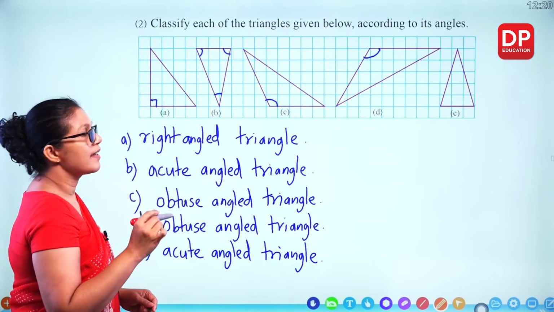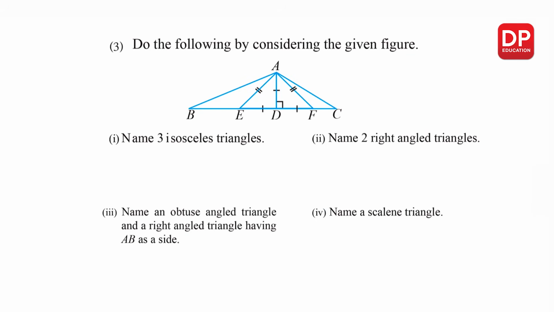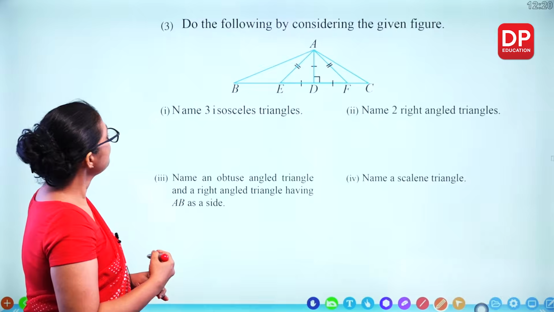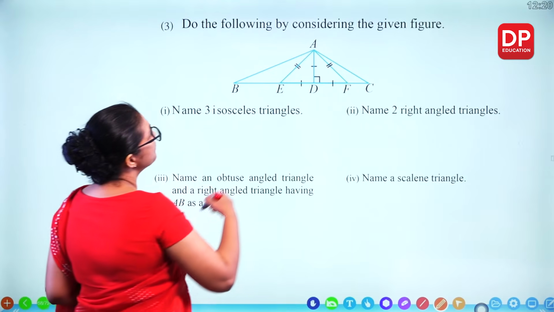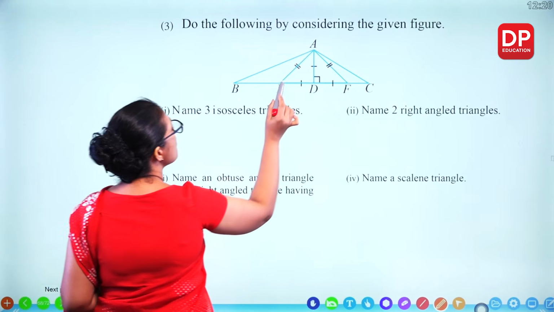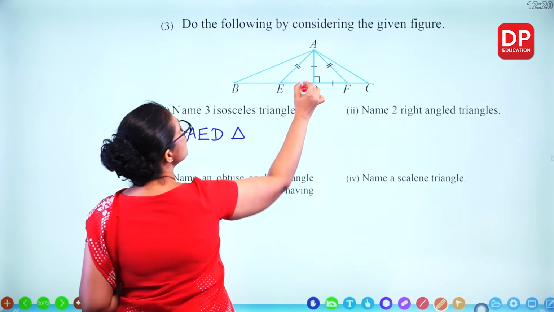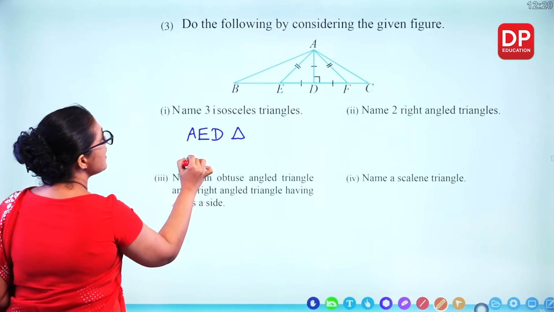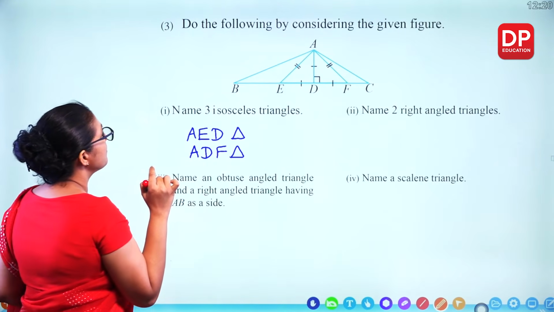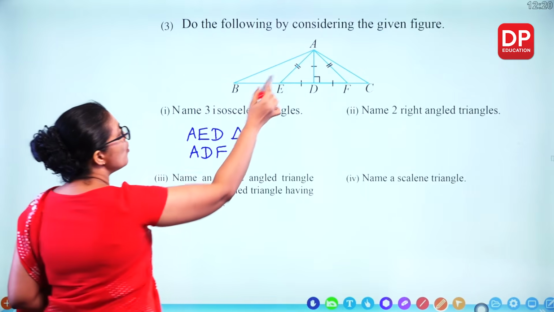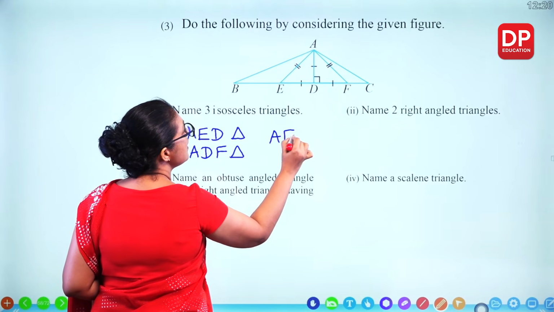So by looking at the angles, we can name these triangles. Do the following by considering the given figure. Name 3 isosceles triangles. Two sides are equal. Here, when you take the small one, I can write AED triangle. These two lengths are equal. And other side, ADF triangle. These two lengths are equal. And we need another one more. Take AEF. This length is equal to this one. AEF triangle.